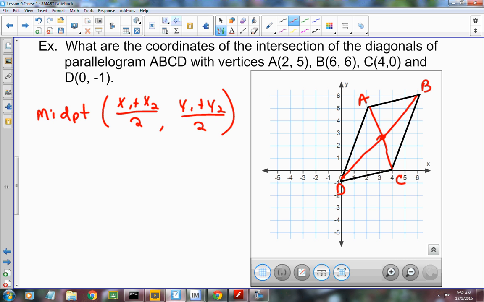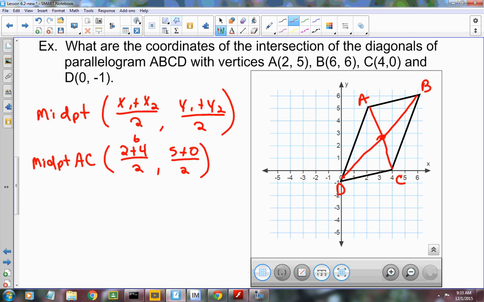Okay? Now, do I need to find the midpoint of both of them, or can I just find the midpoint of one of them? Just one, right? Because they share the same point, don't they? Alright, so let's find the midpoint of AC. So if I found the midpoint of AC, I'm going to add my x's together and divide by 2, and then I'm going to add my y's together and divide by 2.